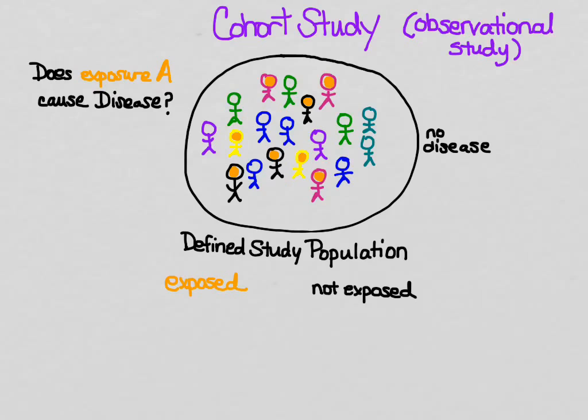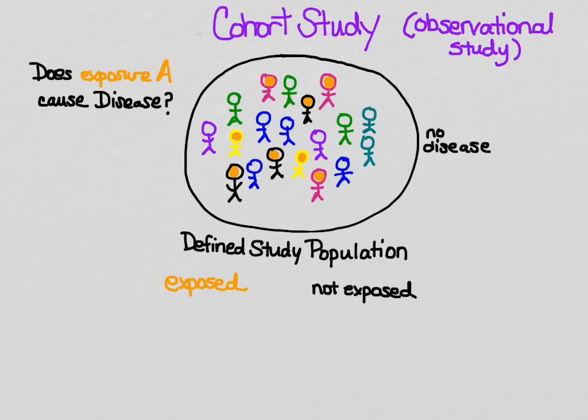Okay, so let's see how a cohort study is different from the randomized controlled trial. With a cohort study, we're also asking the same question: does an exposure cause the disease? Again, we have a defined study population, and as was the case for the randomized controlled trial, the study population does not have the disease, because you're looking to see whether the disease arises in each group, so you don't want people who already have the disease. And again, we have a variety of things that differ among the people in our study population.